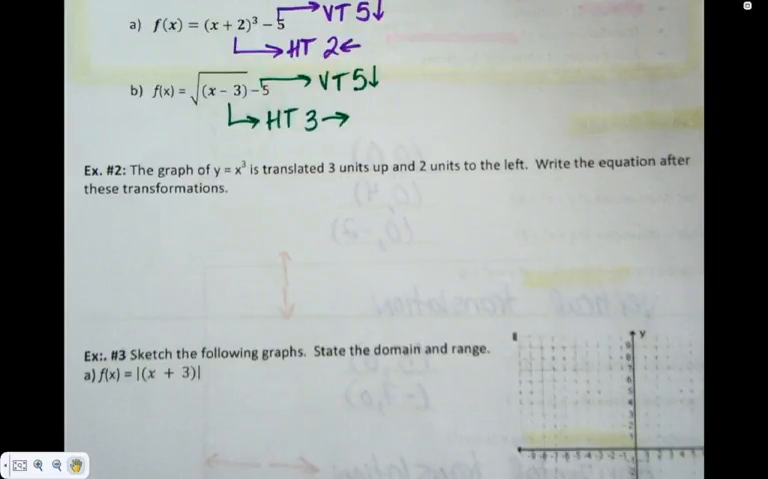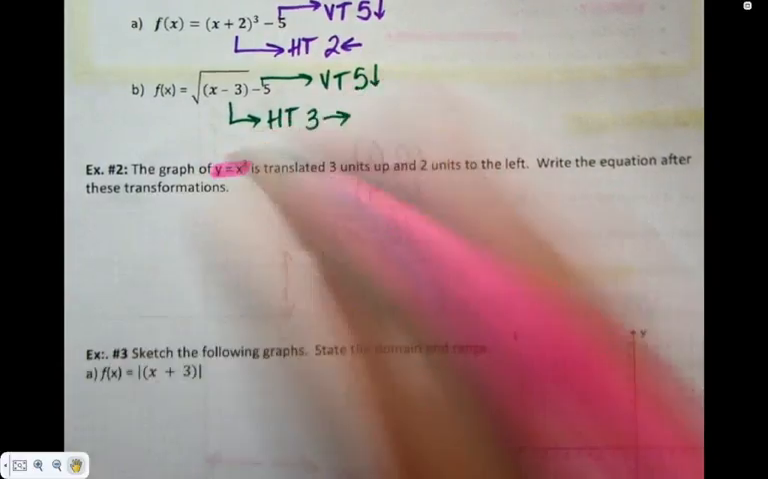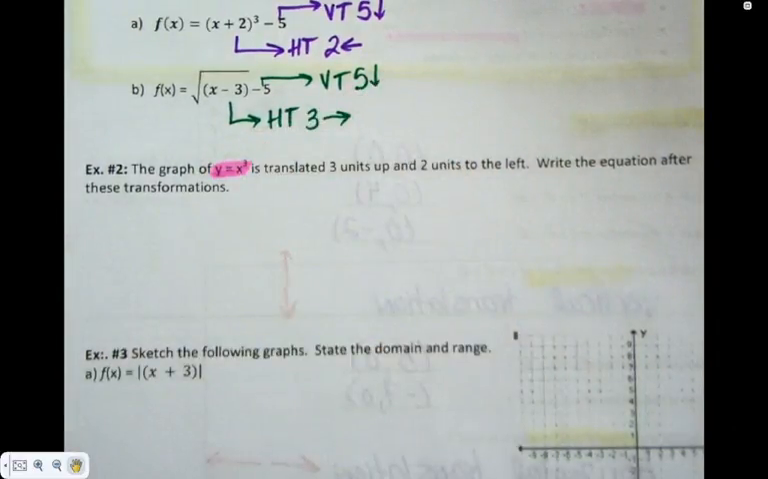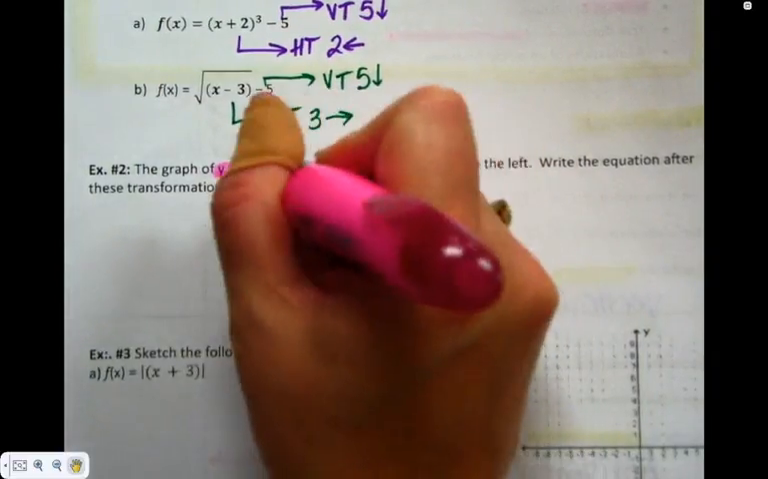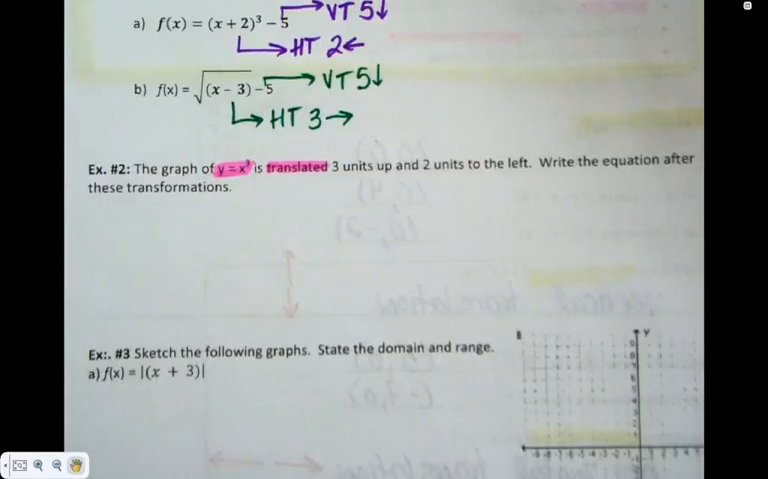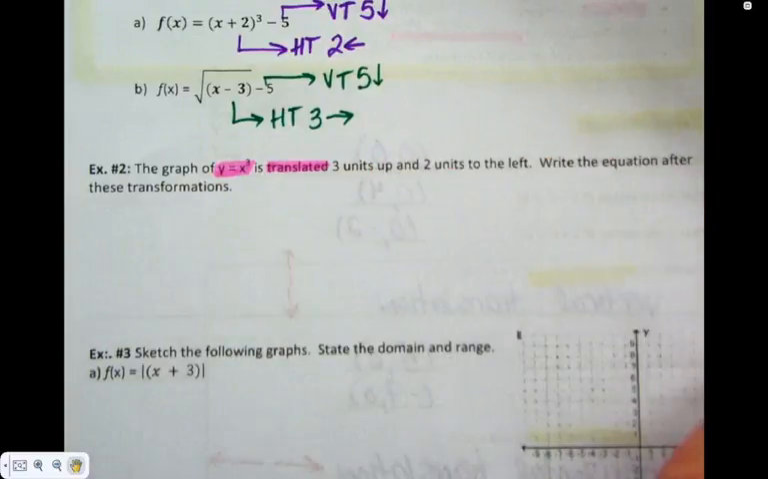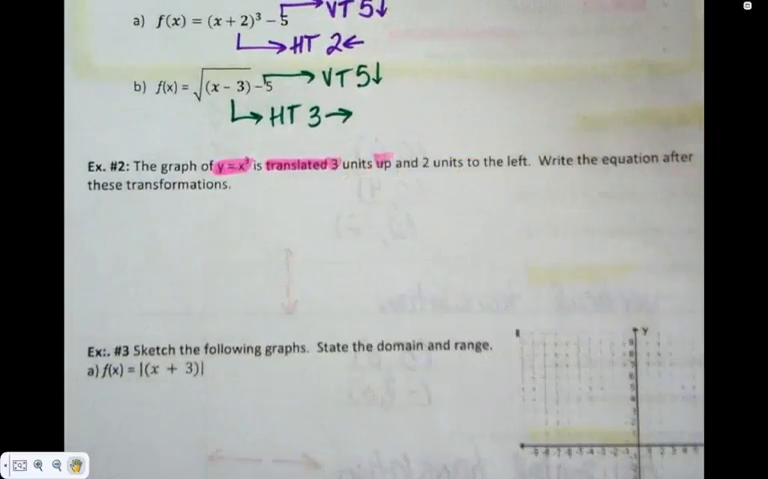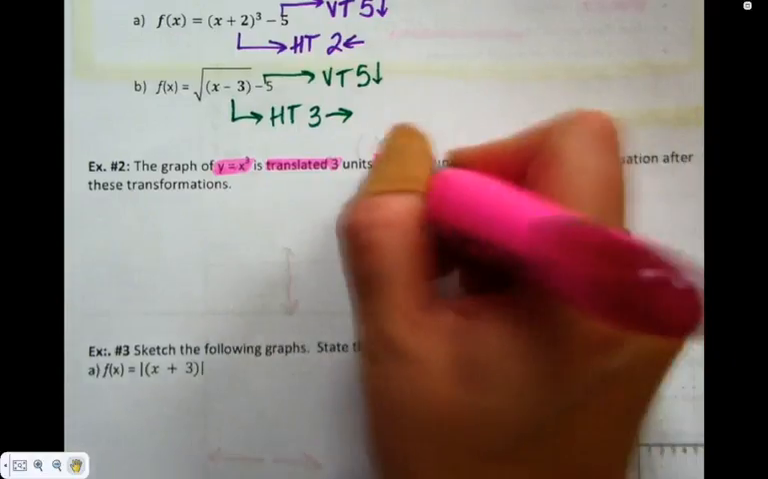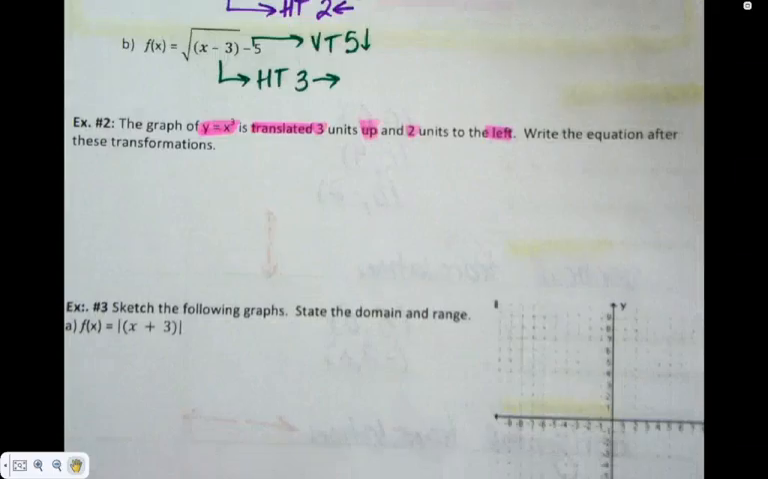Second step is now let's read to understand. So in the first sentence, what do I really need to know? Actually, I don't care it's a graph. I just care about the function. If your brain wanted graph, you can highlight that. Translated is going to be important because that's what we're talking about today, what's called translations. What else do I need to know? 3 up, 2 down, or 2 to the left, sorry, 2 to the left.